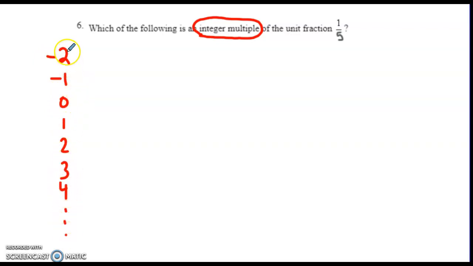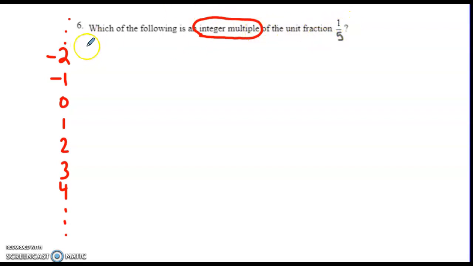Okay, which of the following is an integer multiple of the unit fraction 1/5? So in order to do this, we need to know what an integer multiple is. We talked last week about how integers are positive and negative whole numbers. So like examples of integers, you could have a -2, a -1, a 0, a 1, a 2, a 3, a 4, and on and on and on in both directions. Those are integers. They're not decimals, they're not fractions, but they're both positive and negative. And a multiple means that you're going to multiply your number by these. So a multiple is just kind of another way of saying multiply.